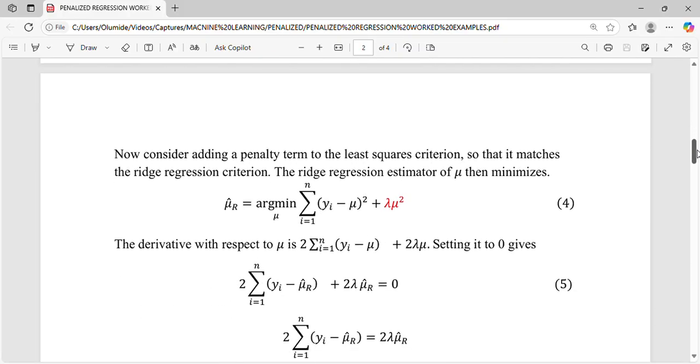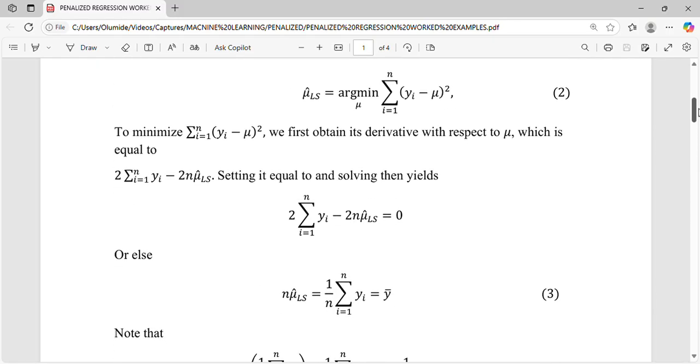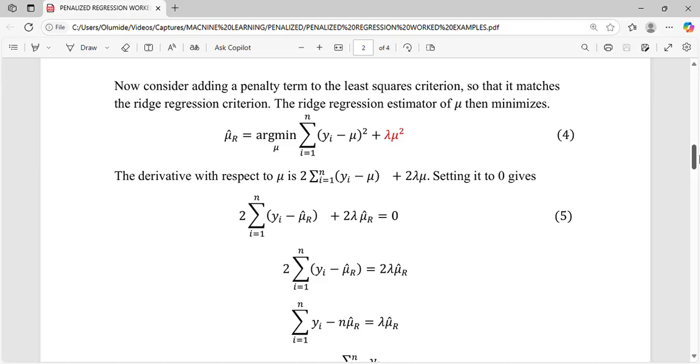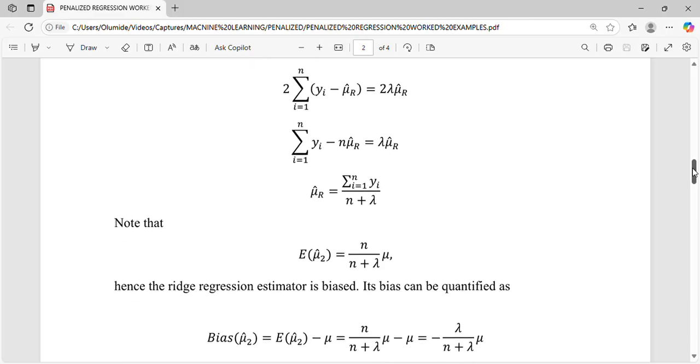Now I want to add a penalty to what we have in equation 2. We call this one least square. This one is the ridge approach, and we now obtain equation 4, where the one in red is the penalty term. We do the same: we find the derivative with respect to mu and set it to 0, take the like terms, and we now have our mu ridge equal to the summation of y hat, where i goes from 1 to n, all over n plus lambda.